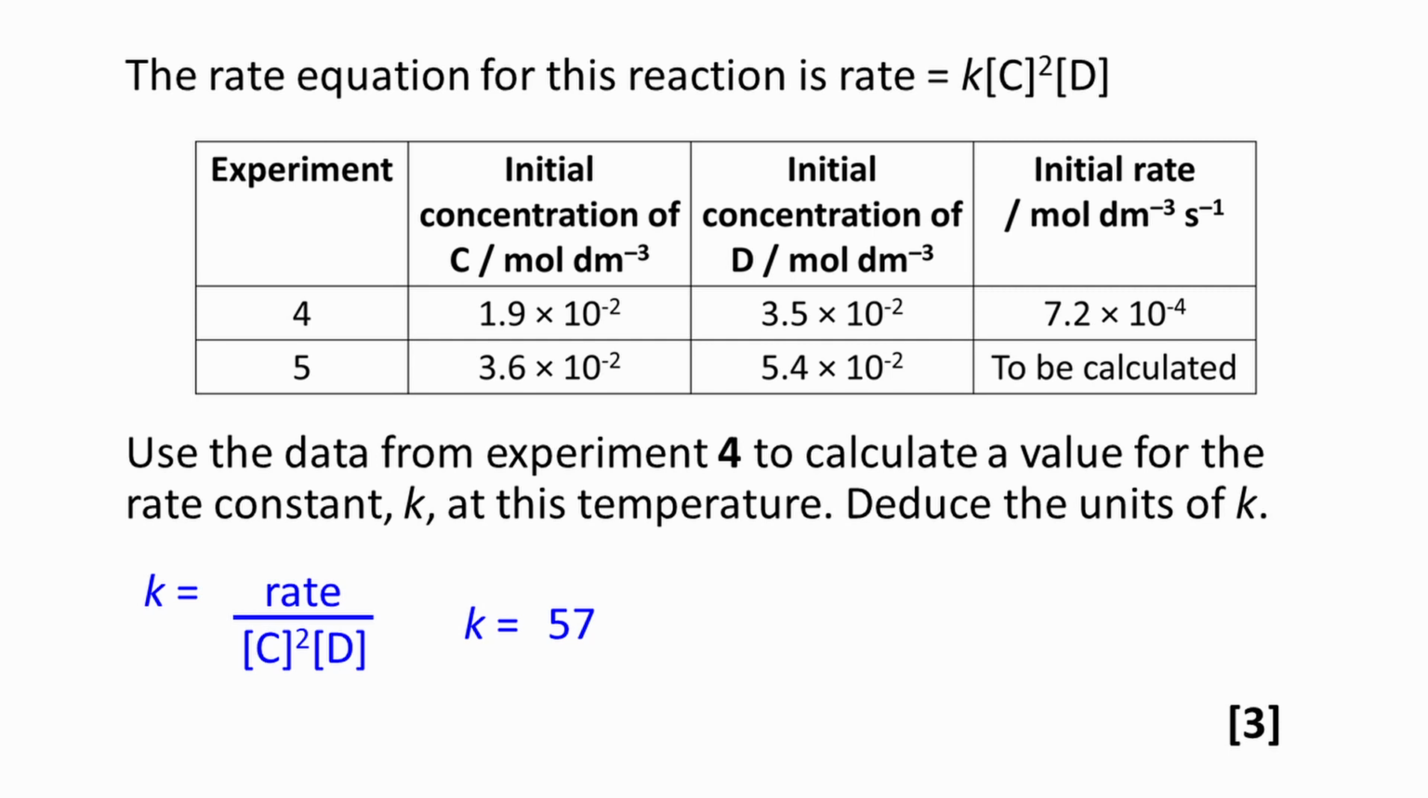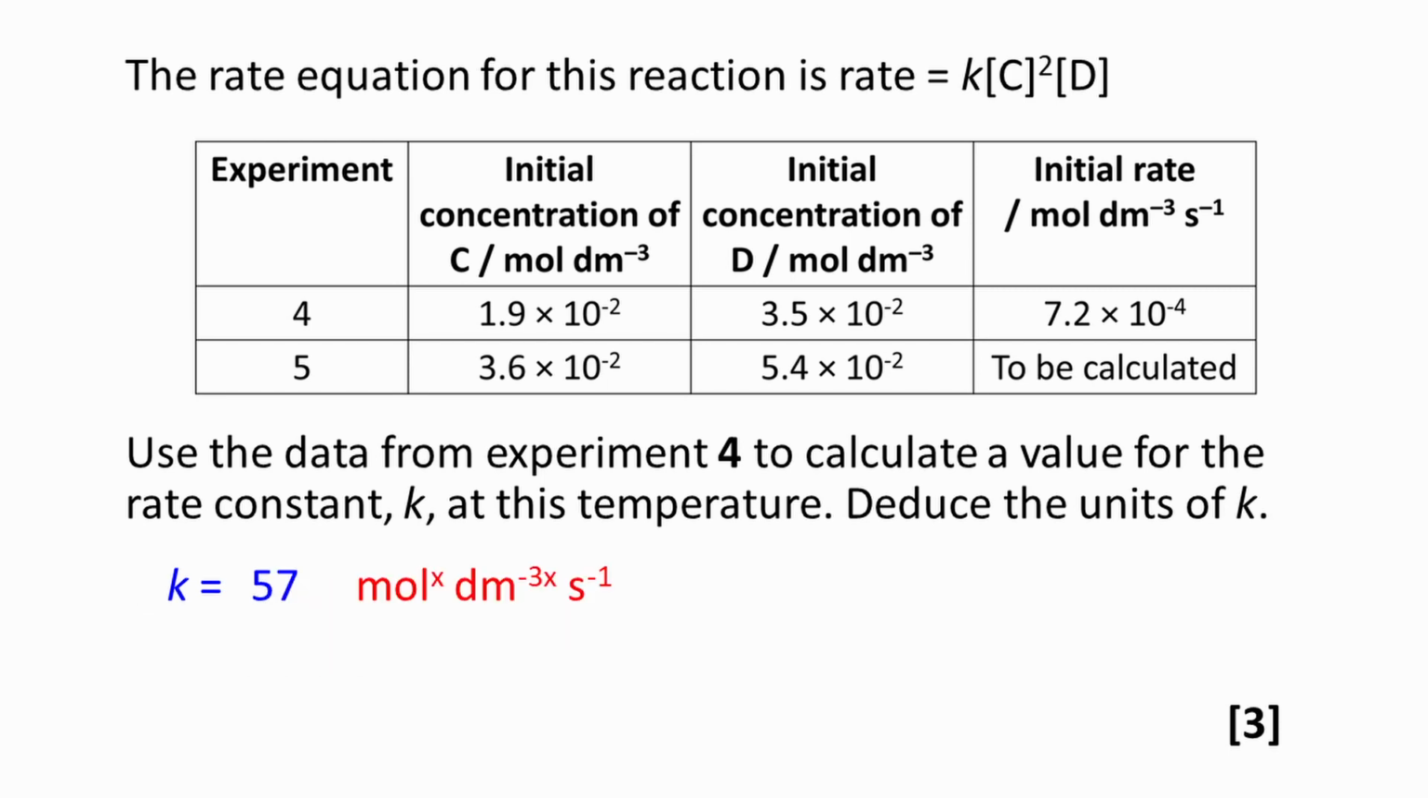The data in the question is given to two significant figures, so it is appropriate to use two significant figures for the answer. We also need to give the units for K. Rate is measured in moles per decimeter cubed per second. Concentration is measured in moles per decimeter cubed. The units for rate constant will have the format moles to the power of x, decimeters to the power of minus 3x, seconds to the minus 1.